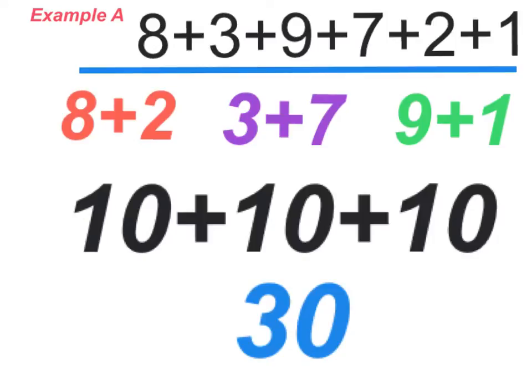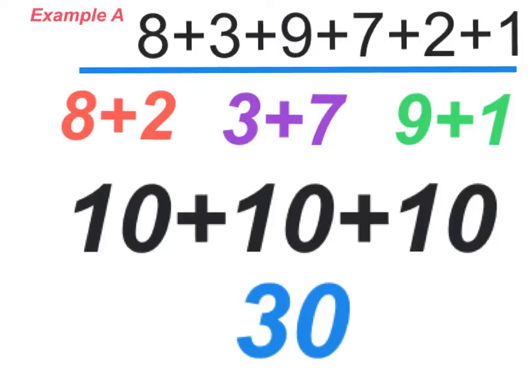Alright, so here are compatible numbers in action. My first example, if you look at the problem that I have at the top, 8 plus 3 plus 9 plus 7 plus 2 plus 1. What you're doing with compatible numbers is instead of adding from left to right like you were taught, we're taking terms that add together or combine together to make 10 and pulling them in sequence.